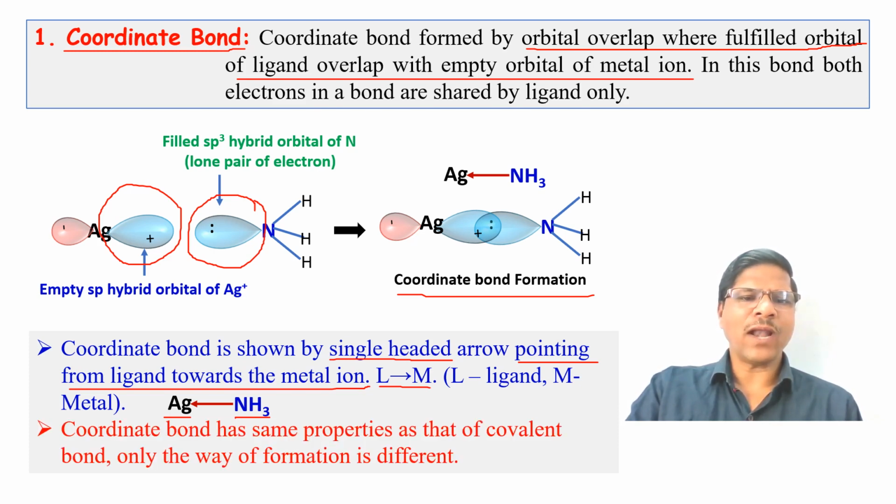If you see, the coordinate bond has the same properties as that of the covalent bond. The reason is that it is formed by orbital overlap like that of the covalent bond. The only way of formation is different. So properties of covalent and coordinate bonds are the same. Only the way by which the bond is formed differs, that is the empty and filled orbital.